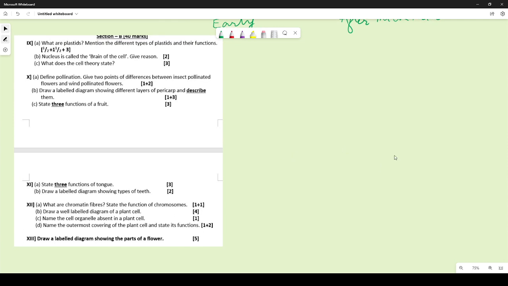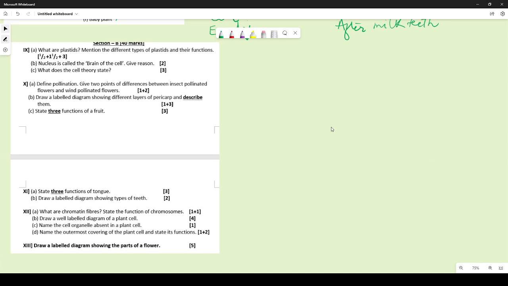So what are plastids? Now plastids are cell organelles that are responsible for giving color to the plants, right? So what are the three types of plastids? You know the names of the three types of plastids. They are chloroplast, then there are chromoplast and leucoplast, right?